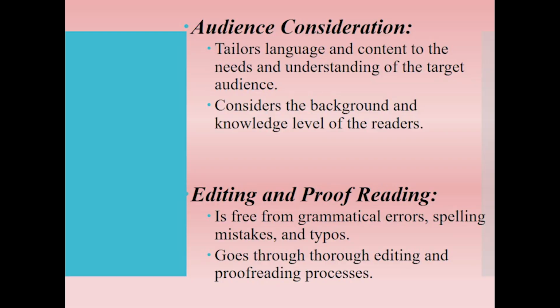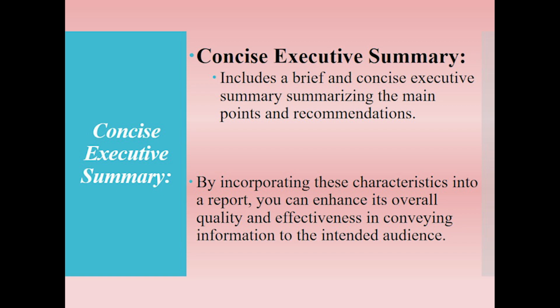And one of the very important things in report writing is editing and proofreading to ensure that the report is free of grammatical errors, spelling mistakes, typographical errors, and you have to go through, and that is done through editing and proofreading processes. And the concise executive summary, which includes a brief and concise summary of the main points and recommendations. So by incorporating these characteristics in a report, you can enhance its overall quality and effectiveness in conveying the information to the intended audience.